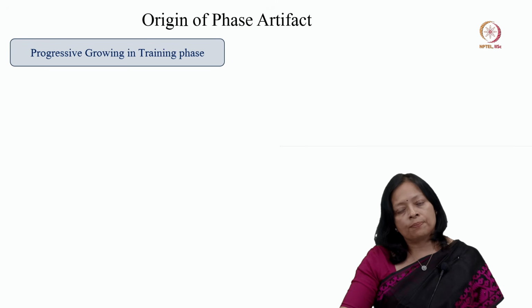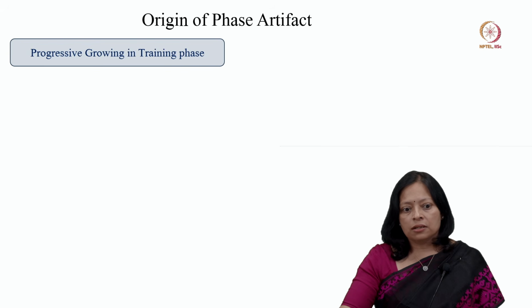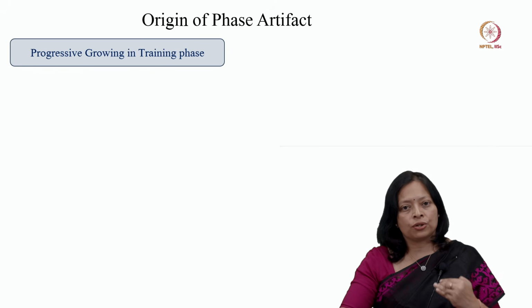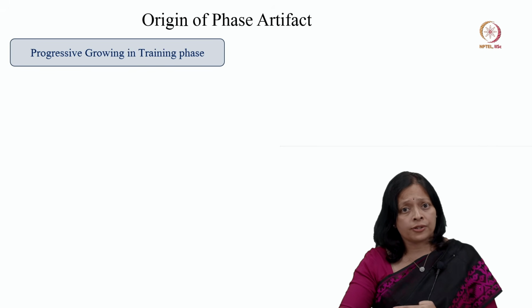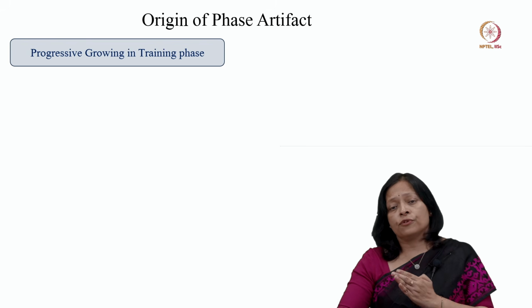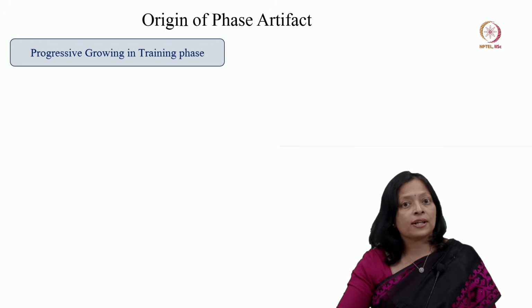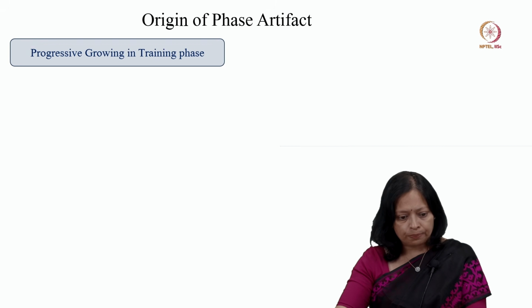So, what do we mean by progressive growing? We have seen in StyleGAN that the training initially starts from 4x4 resolution, then it goes to 8x8, 16x16, 32x32, 64x64, and it goes on till 1024x1024. So, this is called the progressive growing of the resolution.